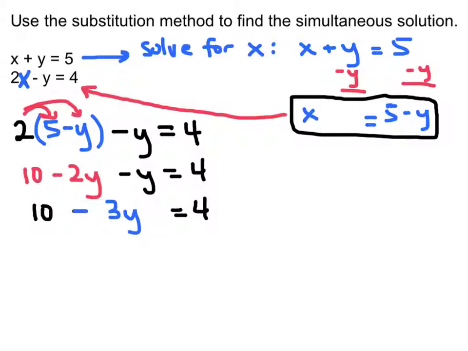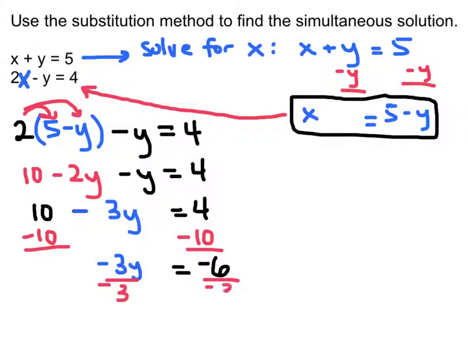And if I'm going to move the 10 over to the right-hand side, I'll subtract 10 on both sides. And that will leave me with -3y equals -6. And to finally isolate y, we'll divide both sides by -3. And that will leave us with y equals 2. So that is the solution to this equation, and it's actually the y value of our system. So I'll circle this.